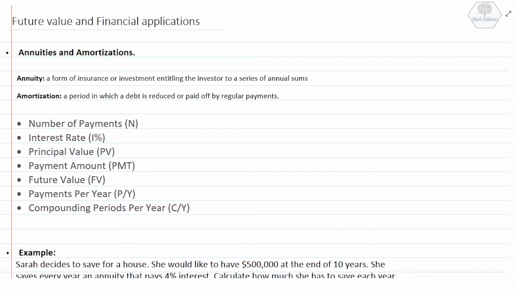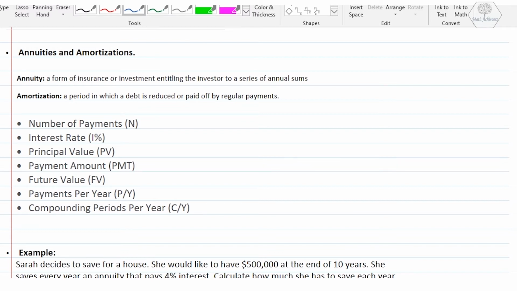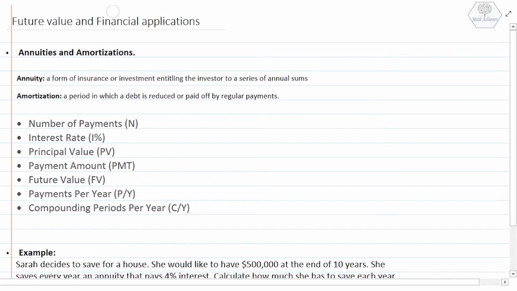For an amortization, it's a period in which a debt is reduced or paid off by regular payments. Amortization is like when you take a loan from the bank and you have to repay the loan again to the bank on regular payments. This is amortizations. Now, there is no use to memorize any formula. The only thing that you have to know is to use the graphical display calculator.